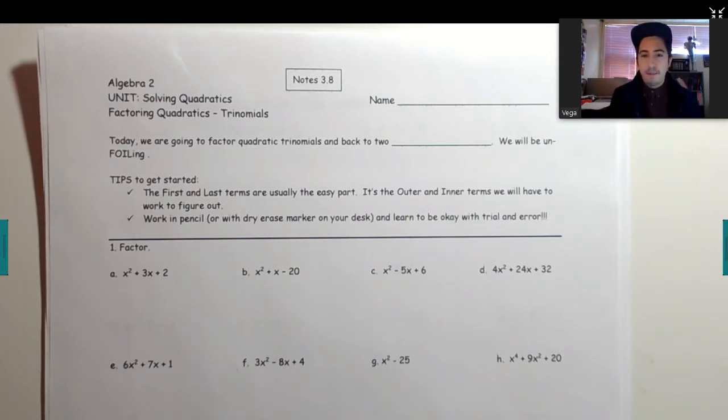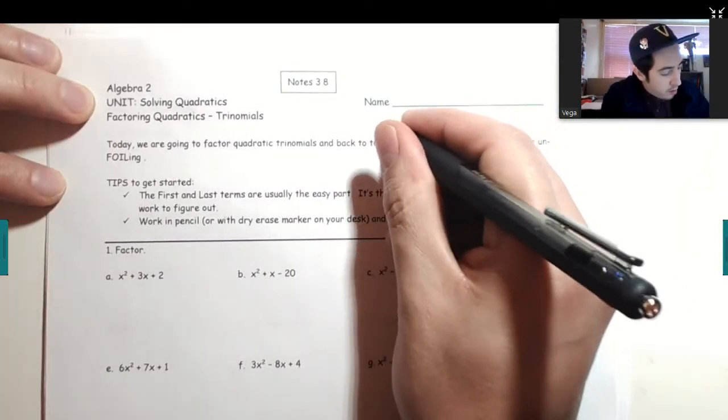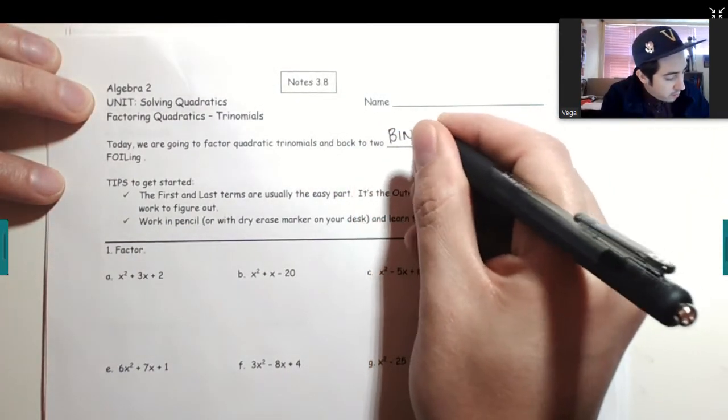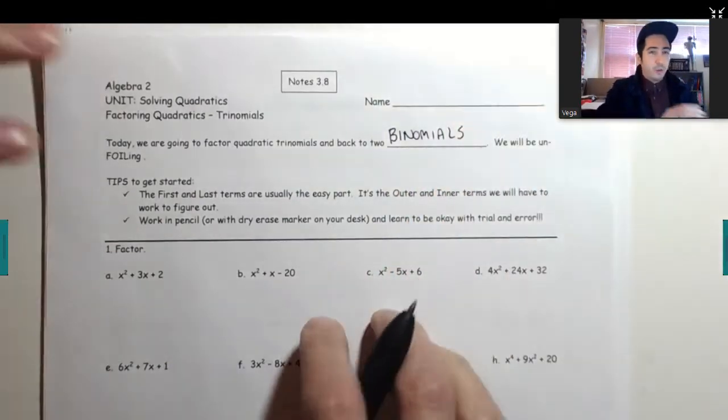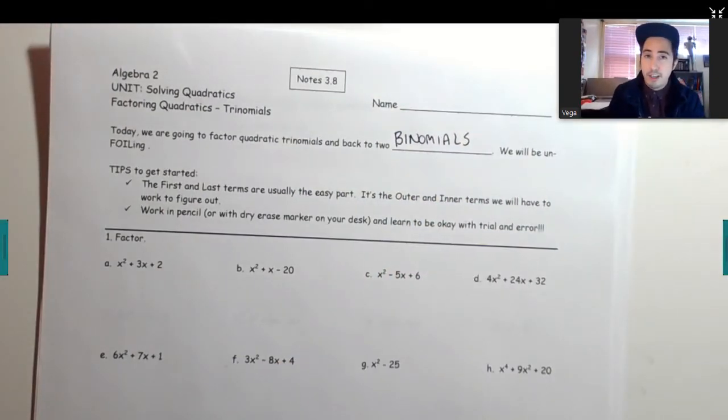So here we go. Factoring. We started factoring last class, review to Algebra 1, but we started factoring the GCF on Friday or Monday's class, whenever you had it. Today we're going to factor quadratic trinomials back into two binomials. So we're going to factor some quadratic three-term expressions into two-term expressions. Binomial is a two-term expression. Trinomial, three-term. Binomial, two-term. Okay.